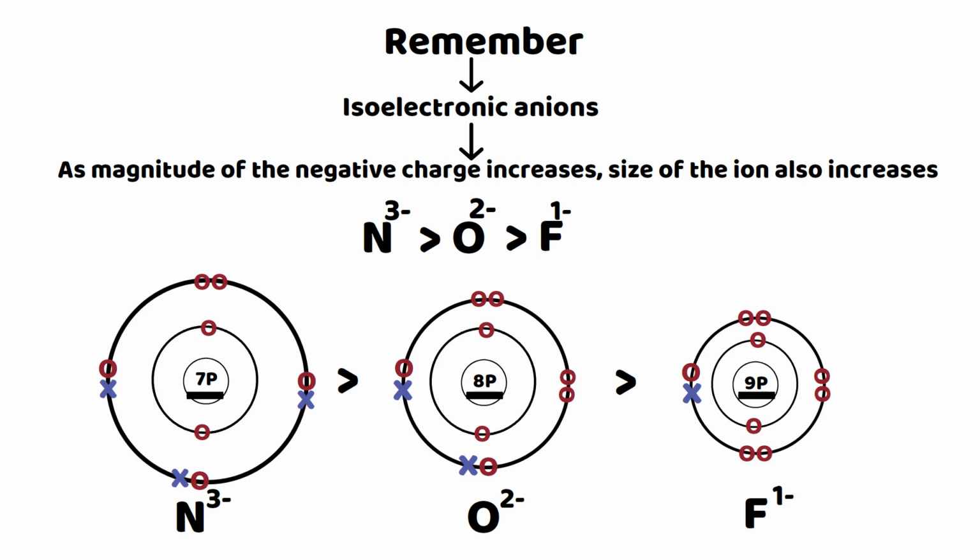And 9 protons present in the nucleus of F1 minus ion even attract the 10 electrons more strongly compared to N3 minus ion and O2 minus ion. So fluoride or F1 minus ion has smaller size than N3 minus and O2 minus ions. So in summary, we can say N3 minus ion has larger size than O2 minus ion, and O2 minus ion has larger size than F1 minus ion.